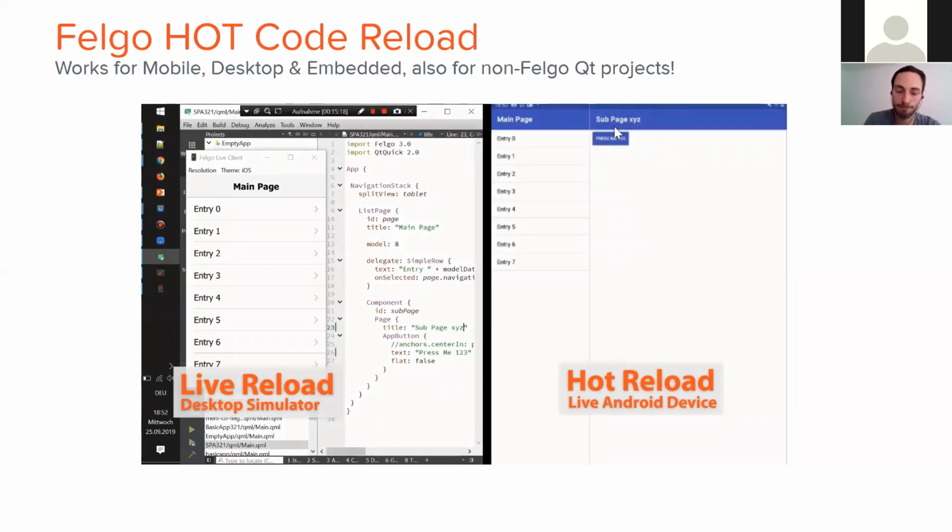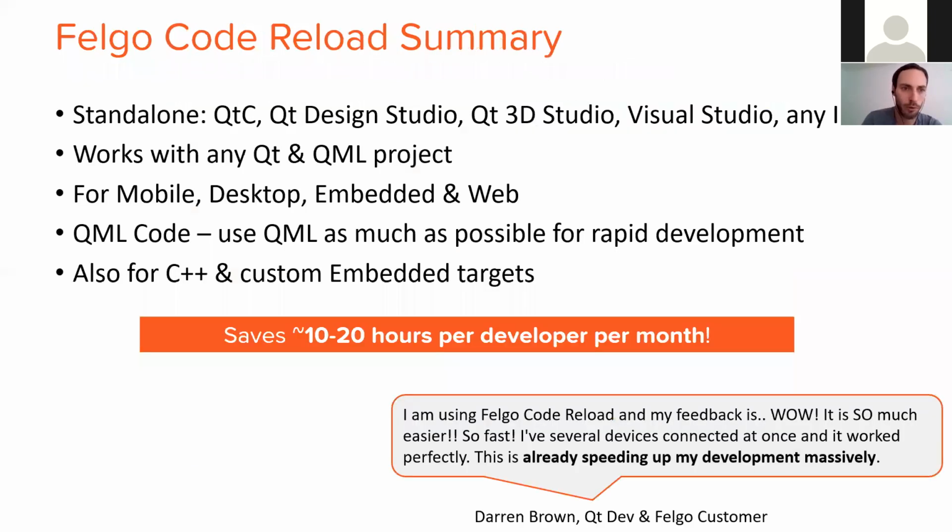And so to summarize all of this, Felgo code reloading is a standalone tool which works with any IDE. It works with default Qt project and Qt QML projects, also with custom C++ code. It can be compiled for any target hardware, including also embedded devices. And it works for mobile, desktop, embedded, and also for web coming very soon, a WebAssembly version with that one.